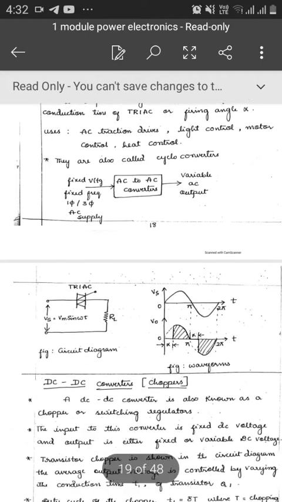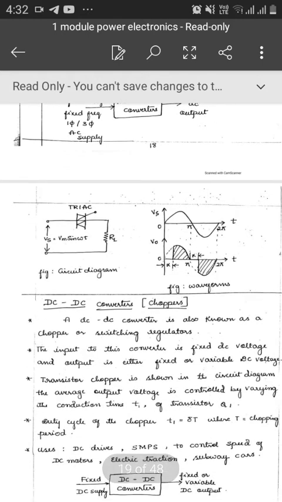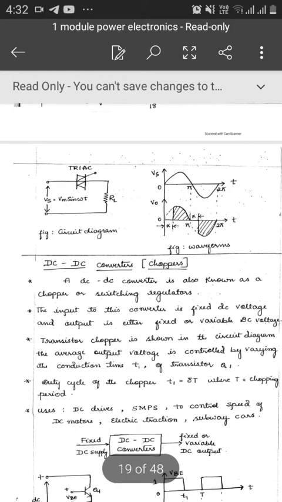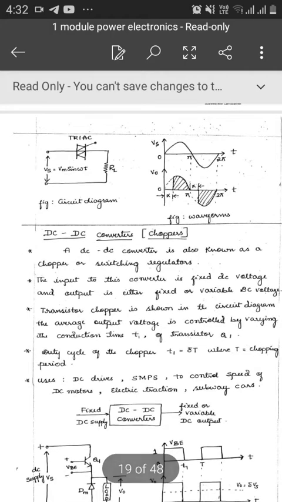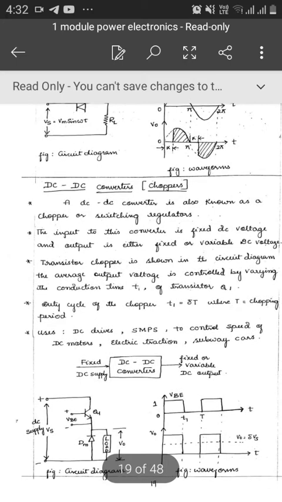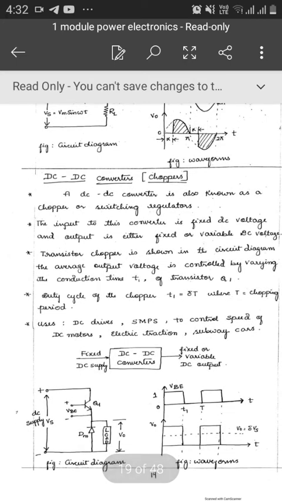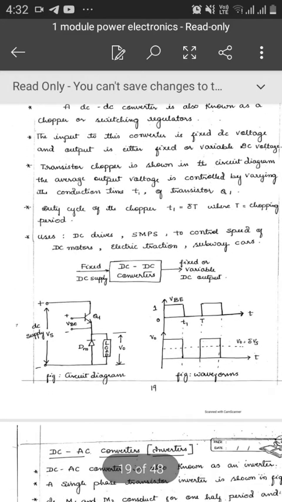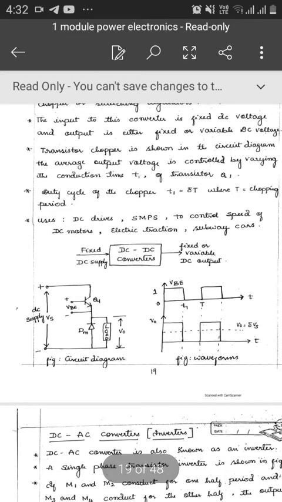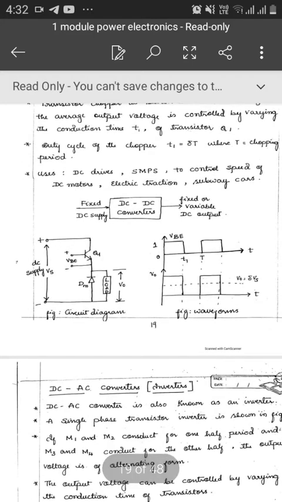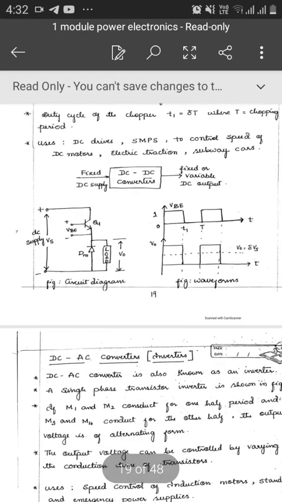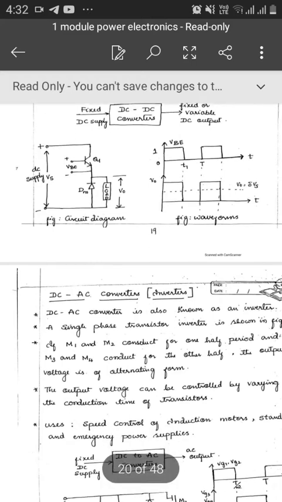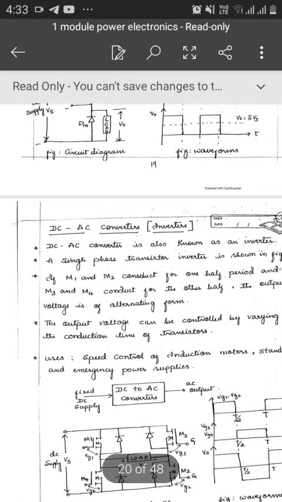Next, the DC to DC converter, or chopper. The DC to DC converter is also called a chopper. A fixed pure DC voltage is applied at the input of this converter and a variable DC voltage is obtained at its output. The input DC voltage can be obtained by rectifying and filtering the AC mains voltage or by using a battery. DC to DC converters are used in SMPS, battery chargers, battery operated electric vehicles, etc.